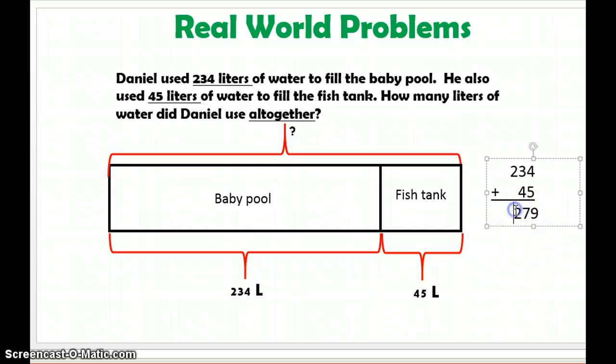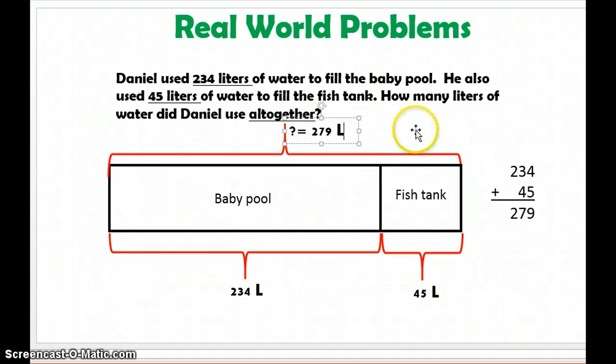So here's my answer. 234 plus 45 equals 279. Great. So I'm going to go back to my question mark, and now this is not a question mark. I know the answer now. The baby pool and the fish tank altogether is 279 liters. So this is essentially an adding bar model where you have two parts and then you need to find out the whole.